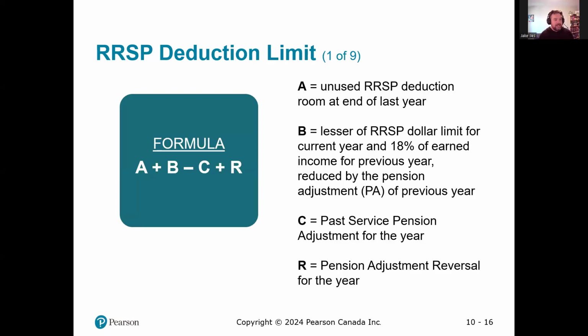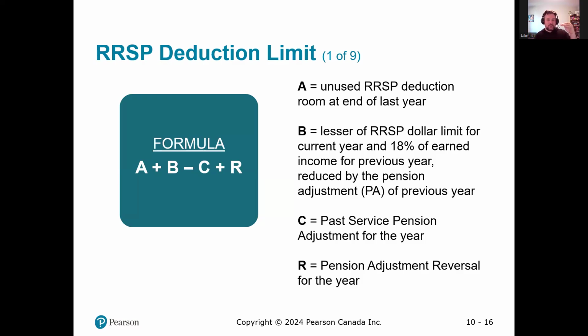The thing about RSPs is it's cumulative. Every year, it will calculate how much you're allowed to put into the RSP, and that amount will add to any unused portion. So if a given year it says I can contribute 20,000, I don't, next year, the calculation says I can contribute another 20. That means I can contribute 40 altogether. So it accumulates every year.